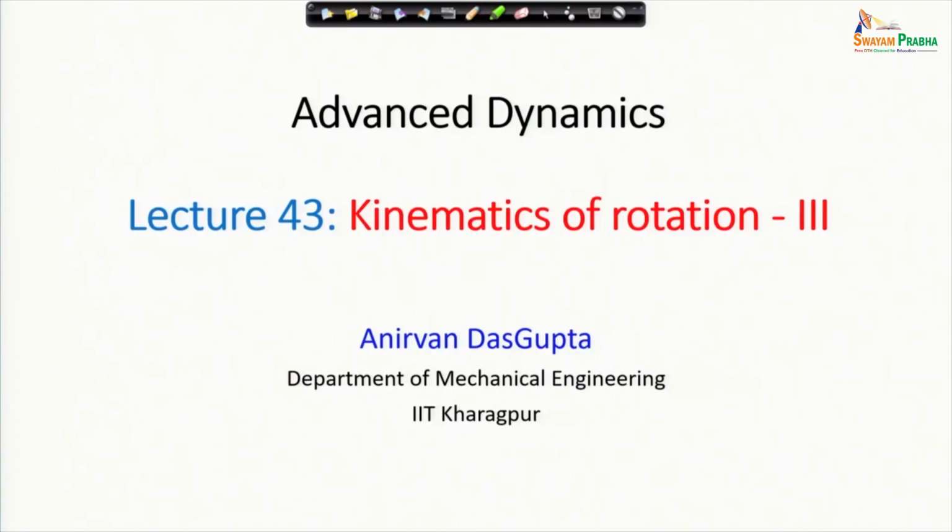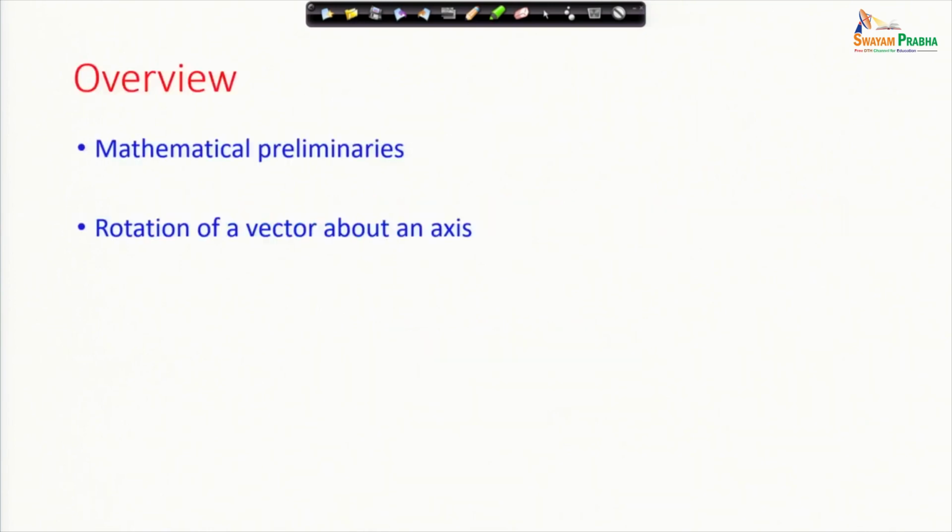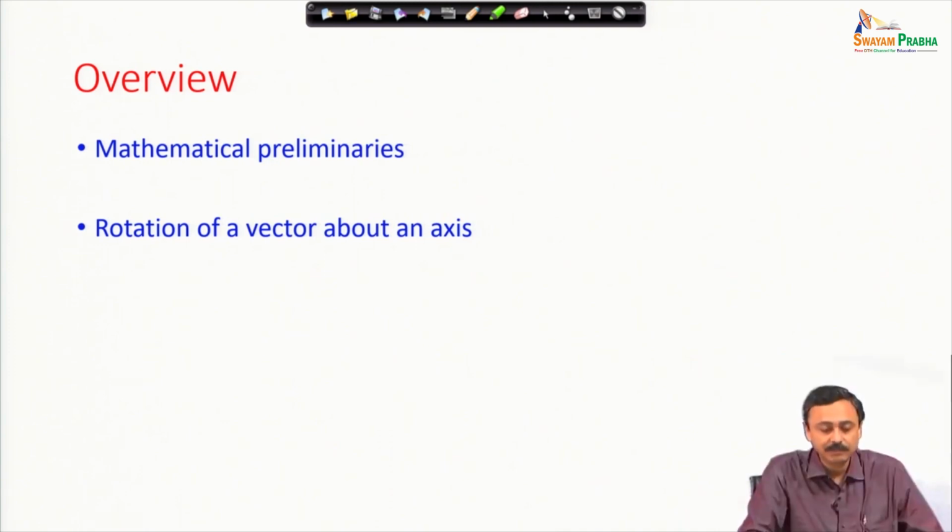We are going to continue our discussions on the rotation, kinematics of rotation, and in this lecture I am going to talk about a few mathematical preliminaries that will be required to understand our further developments, and I am going to discuss the situation of rotation of a vector about an axis. How does the vector transform when it is rotated? I mean, when you do a rotation about an axis, an arbitrary axis.